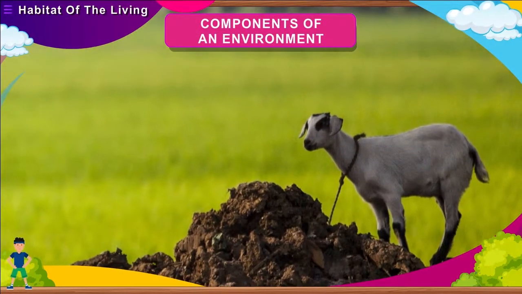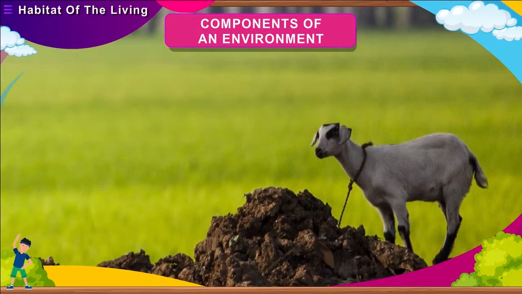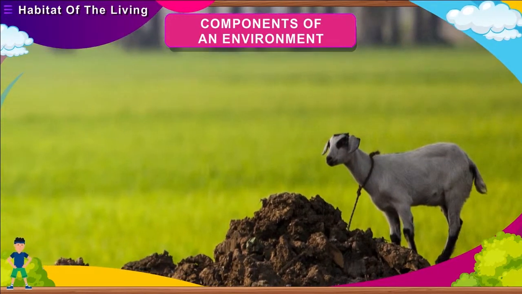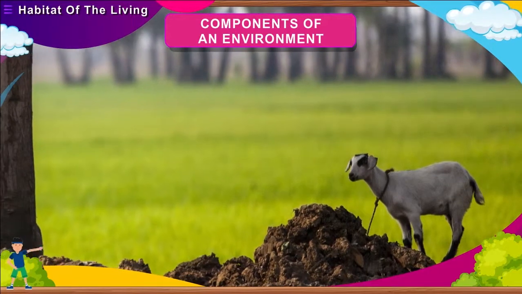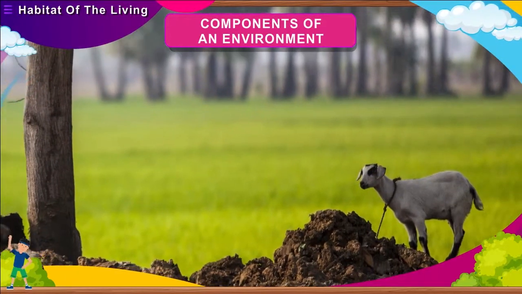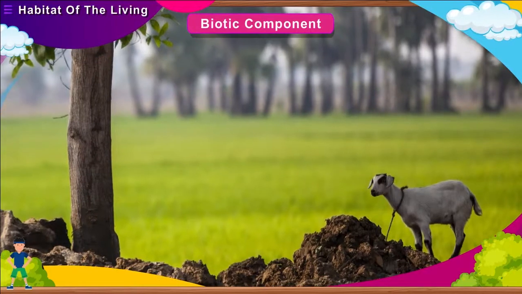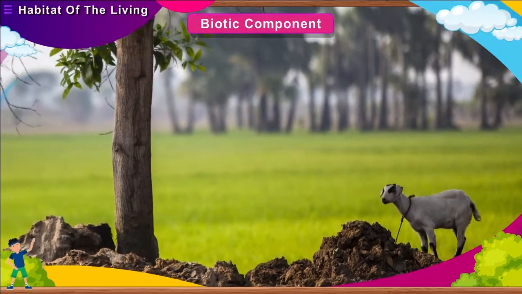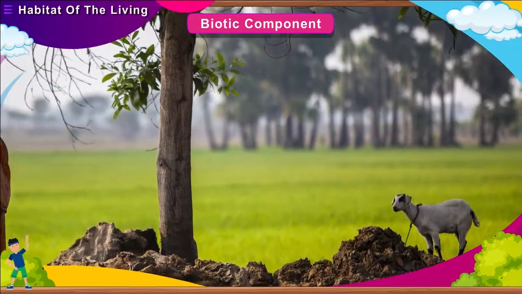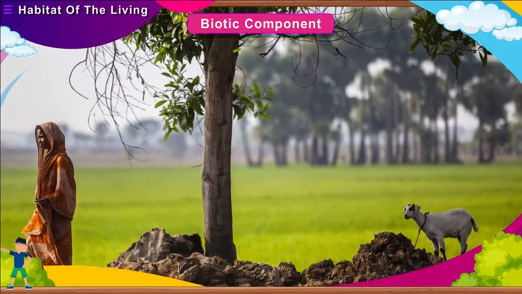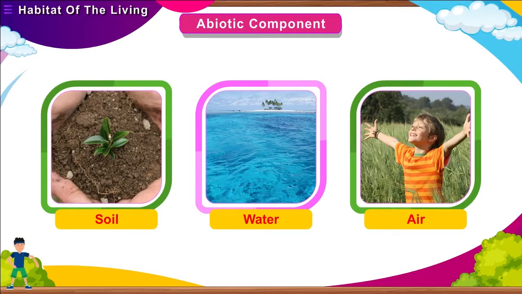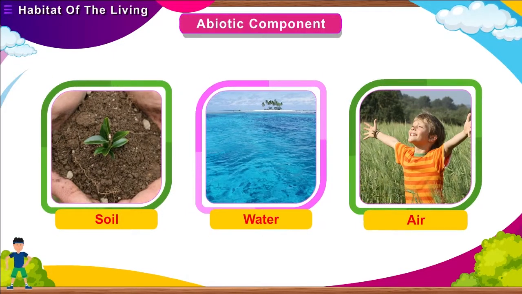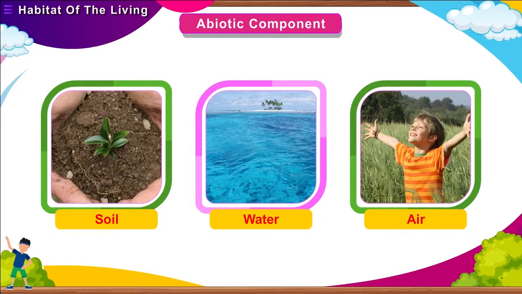Components of an environment. The physical and the biological world where living organisms live is called our environment. It consists of two main components. Biotic component. It constitutes the living part of the environment consisting of plants and animals. Abiotic component. It constitutes non-living things like soil, water, and air on the surface of the earth.